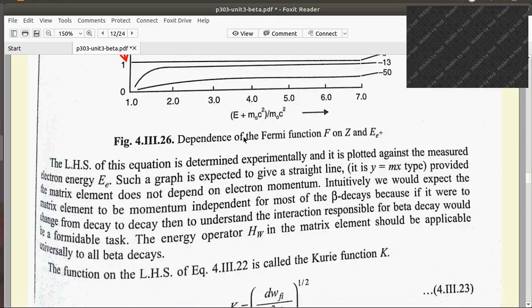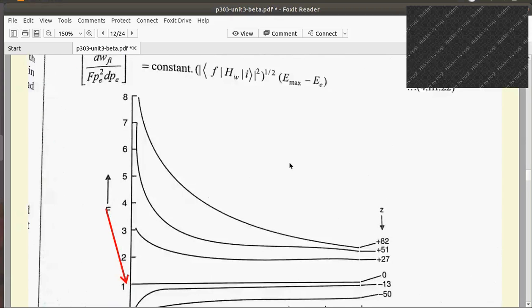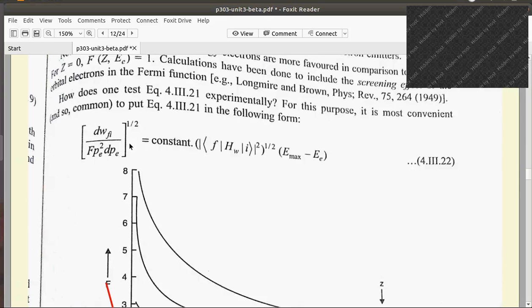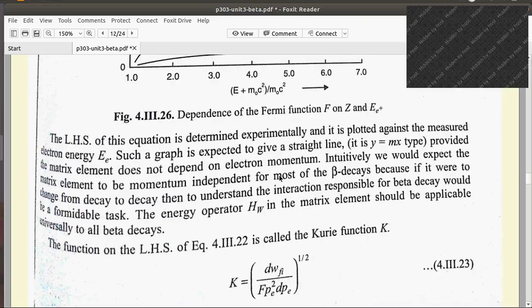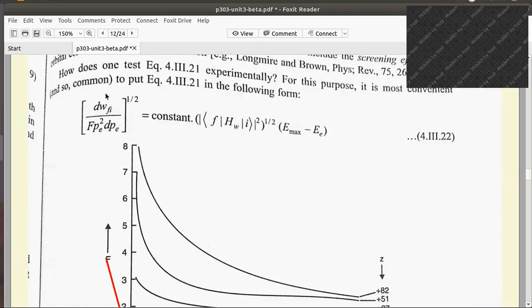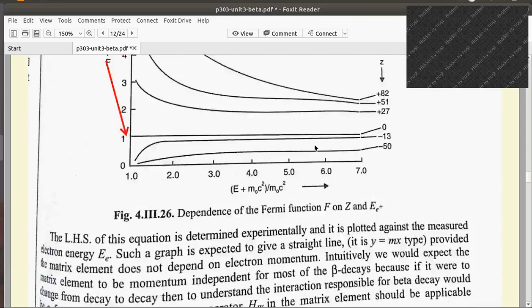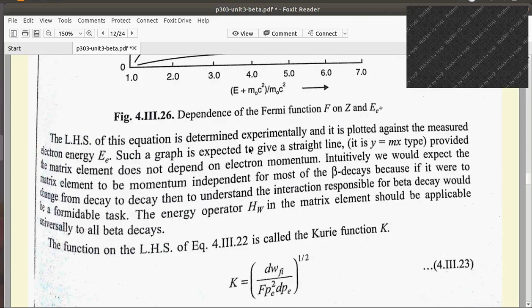Here they explain it in a simpler manner. The LHS of this equation is determined experimentally, basically this section, and it is plotted against the measured electron energy. This is measured experimentally, and we know Emax also from experiments. So both of them are available to you. You plot a graph. Such a graph is expected to give a straight line, that is y is equal to mx, provided that the matrix element does not depend on momentum.